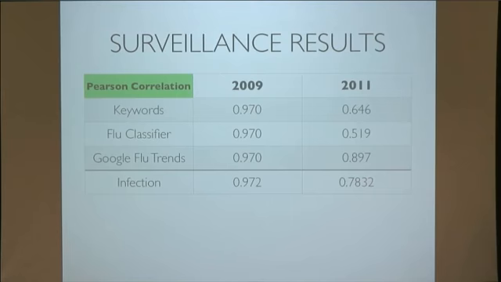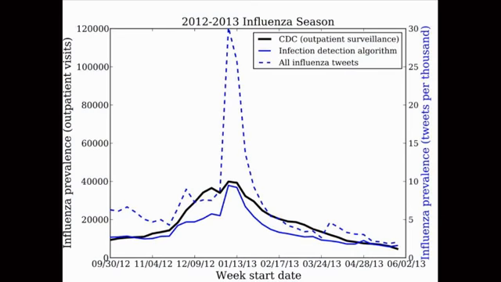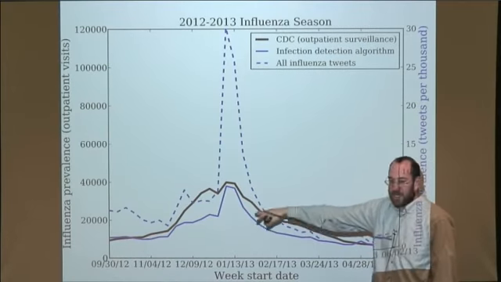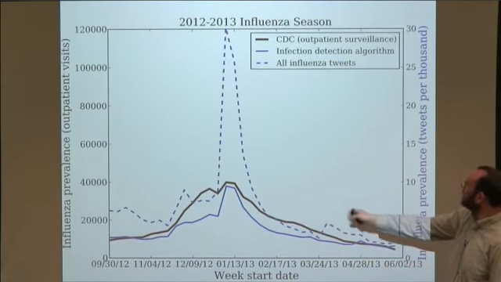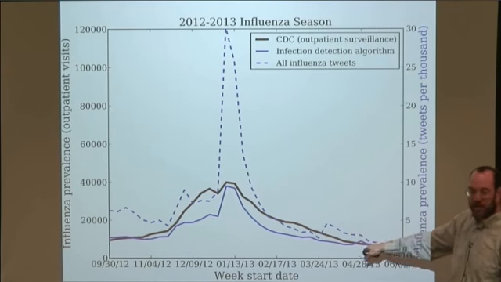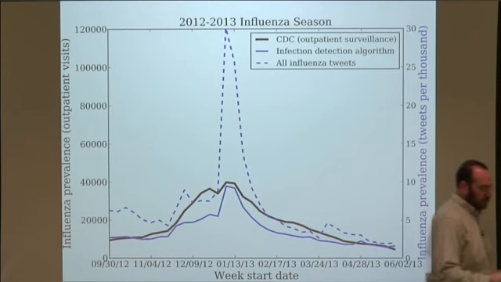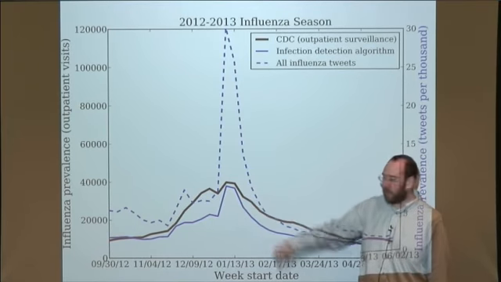But how does it do for 2012, 2013? So we built the system and then we ran it on data as it was happening. The black line here is the CDC data. The blue line here is the infection data. That's our system. And then the dotted line is just influenza tweets, not filtered down by infection. You can see, well, it's quite obvious, the solid blue line is much better, according to the black line.